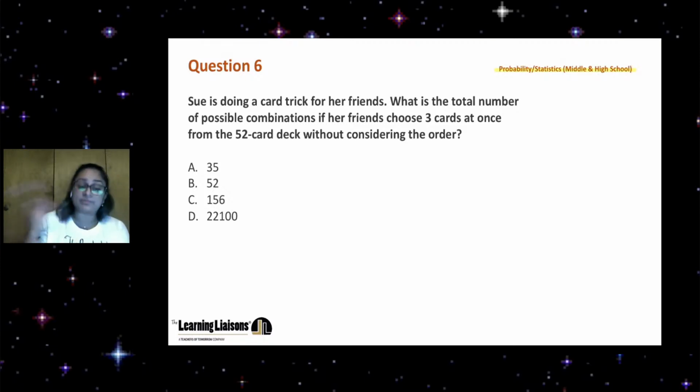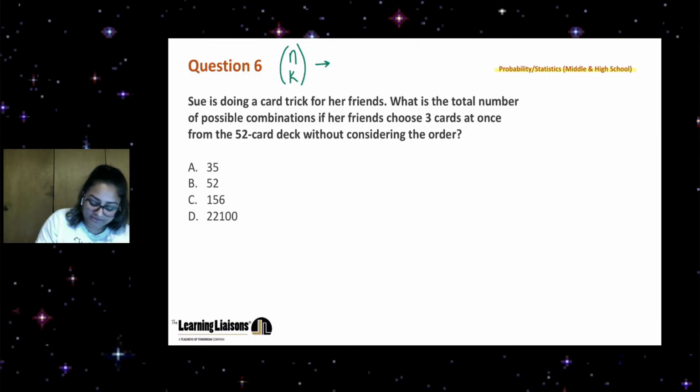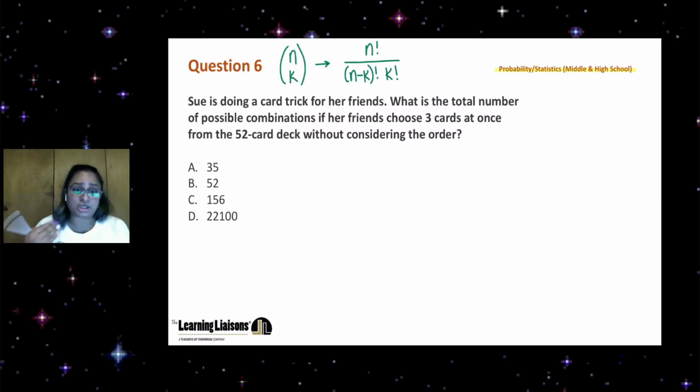Because I made the problem, I know the problem, but your spidey senses should be going off and you should be going, I have 52 cards and I'm choosing 3. Does that sound familiar? 52 cards, choose 3. It should lead your brain to n choose k, and that turns into a lovely formula of n factorial all over n minus k factorial times k factorial. If you don't know what factorial means, I'll show you.